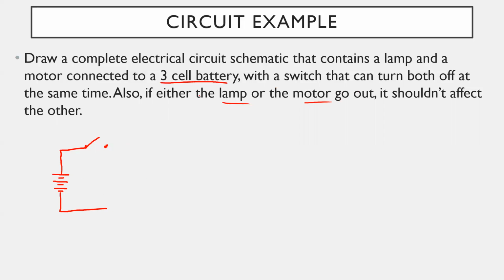All right, so we have our battery. We're good. We have our switch. Now we need our lamp and our motor drawn in such a way that if one goes out, it shouldn't affect the other. Okay, here's how it's going to work. I'm going to draw my lamp in my first parallel here.